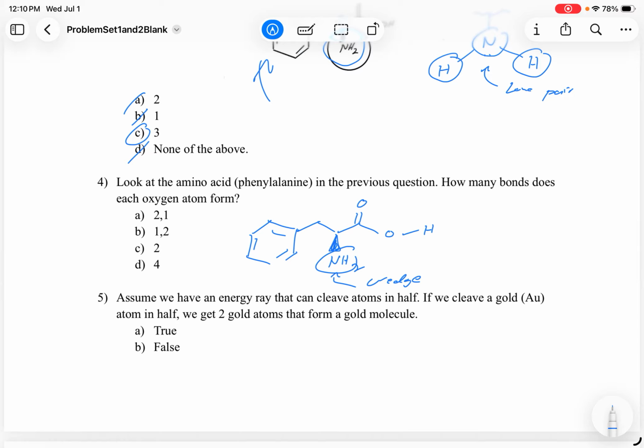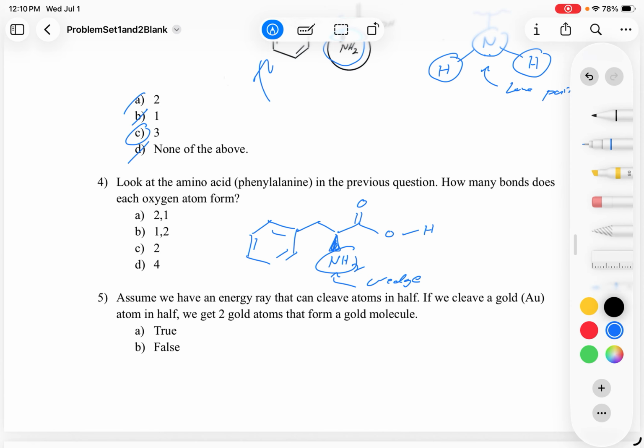Well, let's see. Let's go ahead and change the color to red. An oxygen atom is here. An oxygen atom is there. How many bonds do they form? Let's see. This one has 1. This one has 2. This one has 1. This one has 2. So is it 2, 1? No. Is it 1, 2? No. Is it 2? Yes. Is it 4? No. So remember, oxygen typically likes to form 2 bonds.